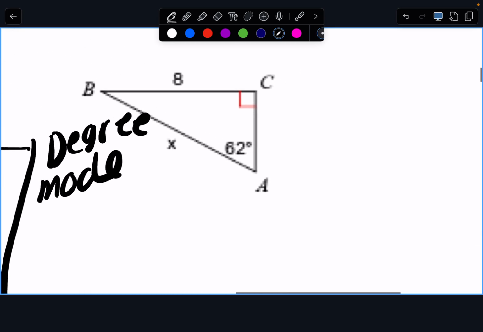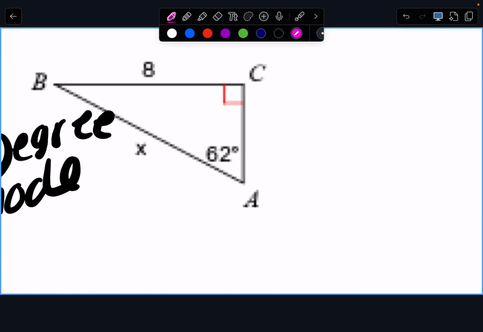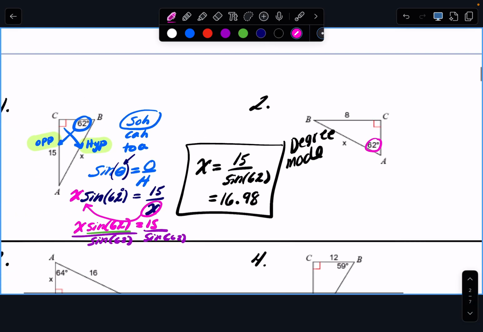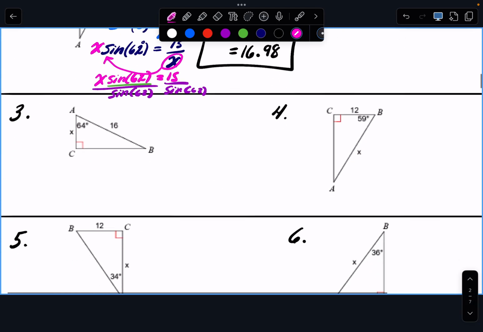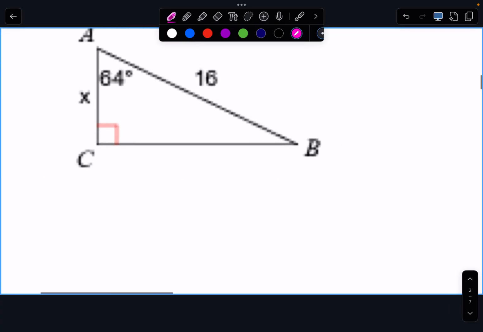Just hit mode and then go down to degree. So this time I'm going to pick theta as 62. That one's like the same, isn't it? Yeah. It's not the same numbers, but let's not do that one. Let's do this one. Okay.